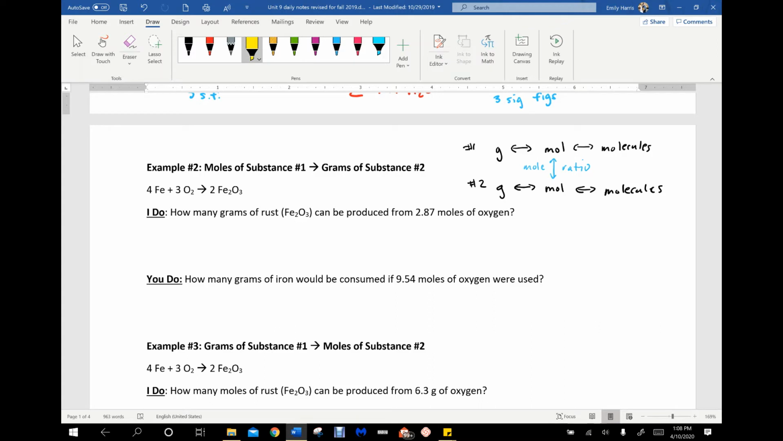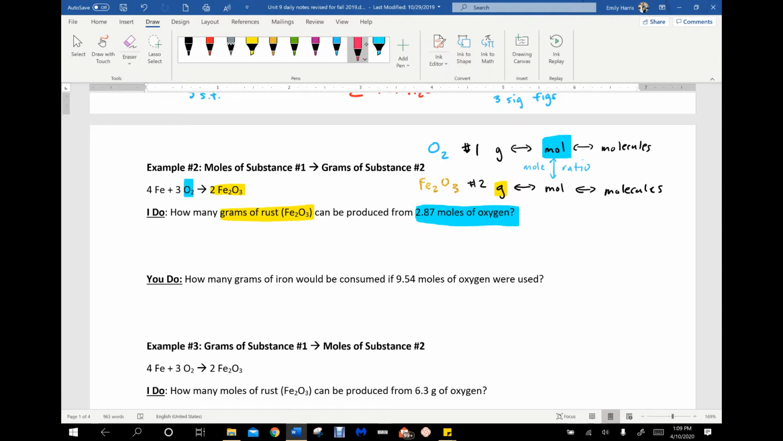All right, so let's see if we can tackle this problem. So it says, how many grams of rust can be produced from 2.87 moles of oxygen? So oxygen is our starting substance, substance 1. Then rust is our ending substance, substance 2. All right. So for oxygen, I'm starting in moles. And for rust, I'm wanting to end in grams.